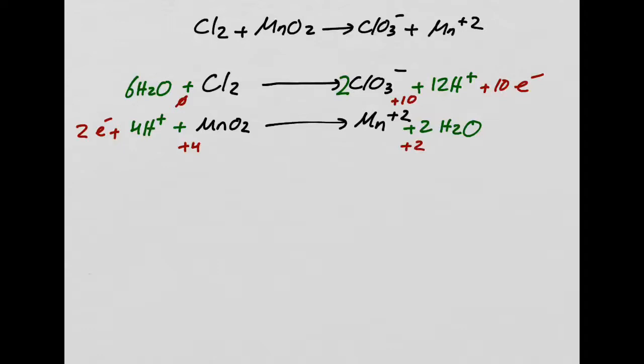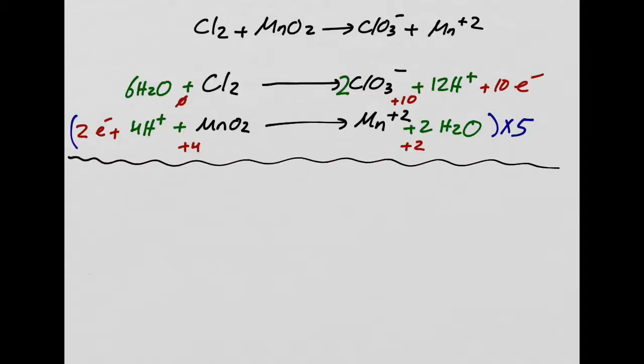The easiest way to do this is to multiply the bottom one by 5. In that case, 5 times 2 is 10. 10 and 10, they match up. All right. Now, last thing to do, we are going to recombine everything. Add up all the reactants together and add up all the products together. Just don't forget to multiply this out.